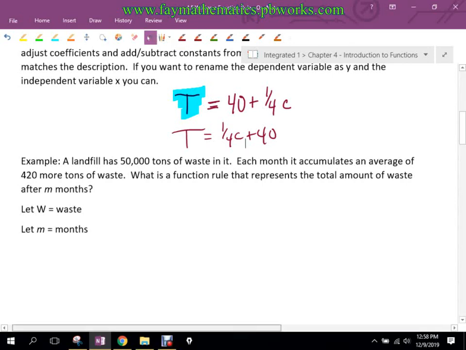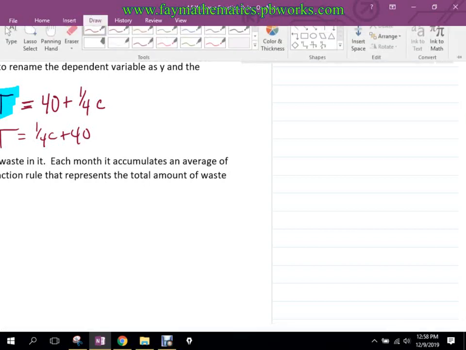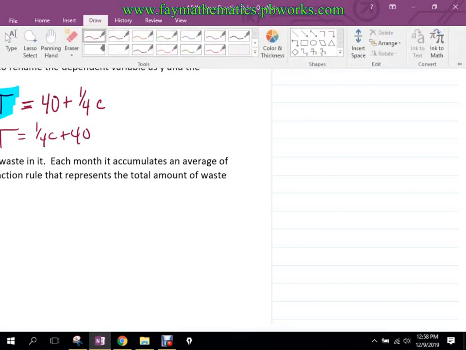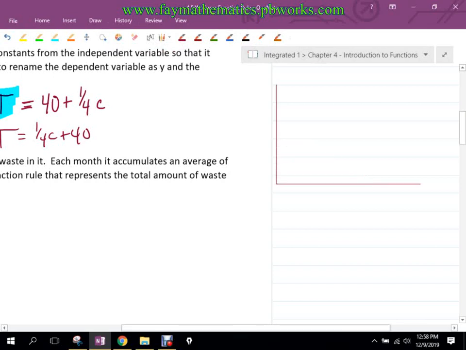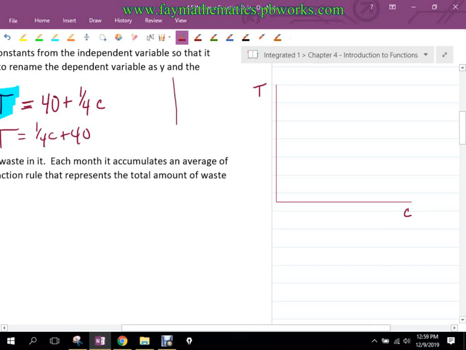Now, if I were to graph that, let's see here, where's my draw tools? There we go. If I were to graph this, and we talked about the dependent variable being the vertical axis, the independent is this axis. Now I want to graph this. I want to create some ordered pairs to graph, right?